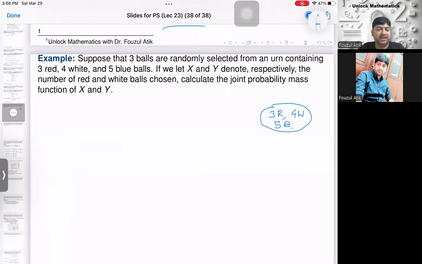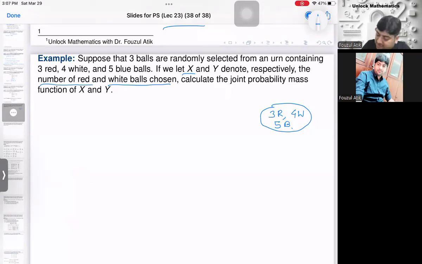Now next, if we let X and Y denote respectively the number of red balls and white balls chosen. So X denotes the number of red balls and Y denotes the number of white balls chosen among these 3 balls. You have to calculate the joint probability mass function of X and Y. So you have selected three balls. X denotes the number of red balls among these three balls, and Y denotes how many white balls you have chosen. Y counts that. So X and Y both are random variables.